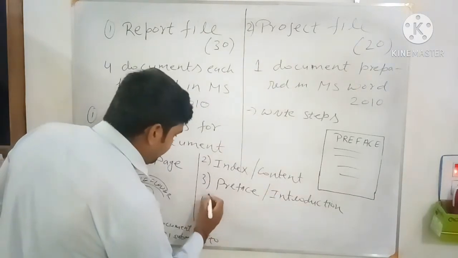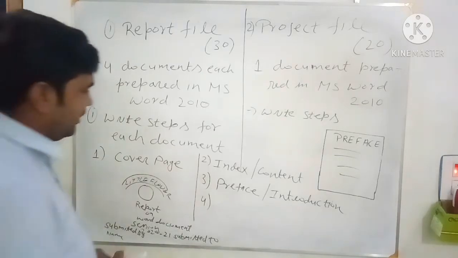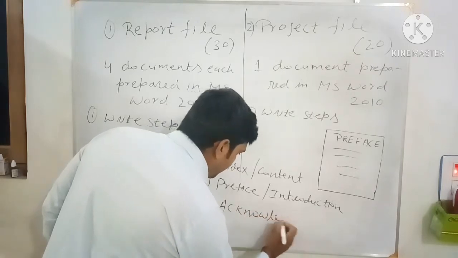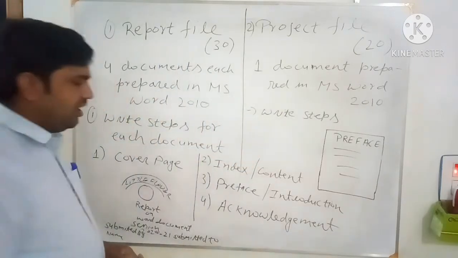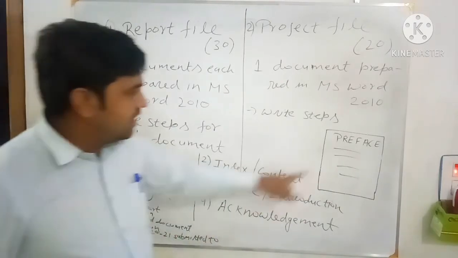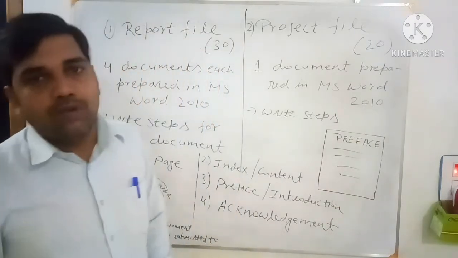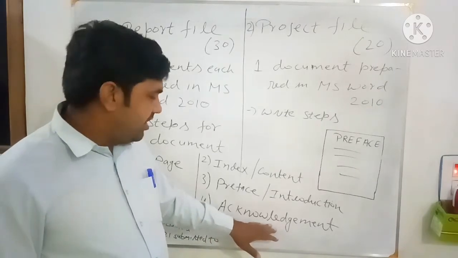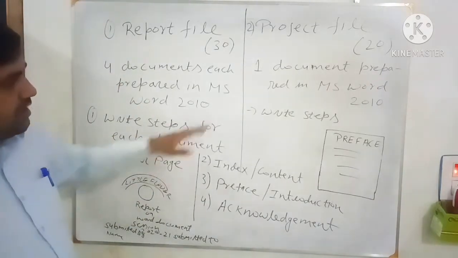Now the fourth page, after preface, you write the acknowledgement. Similarly, you give the heading on a separate page. In the place of preface, you write acknowledgement, and in the acknowledgement we write the thanking words for the school and for the subject teachers who have given you the opportunity to work on this report or on this project.